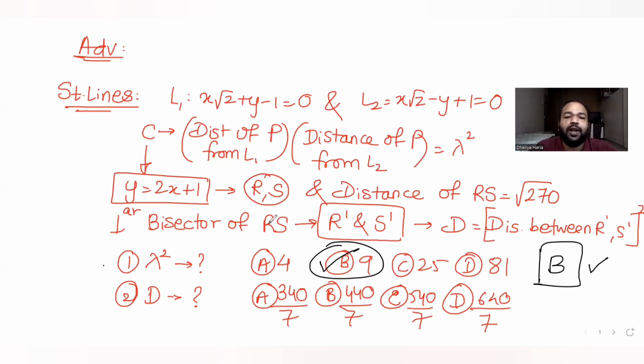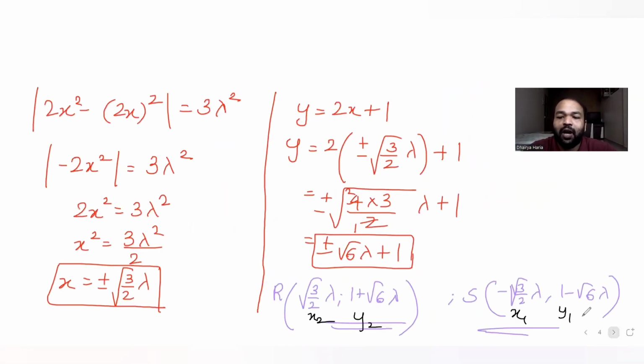the perpendicular bisector of RS. So we need to find the equation of the line which is the perpendicular bisector of RS that intersects curve C again at R dash and S dash. So let's try to find the coordinates R dash and S dash first. Let's find the equation of the perpendicular bisector of RS.